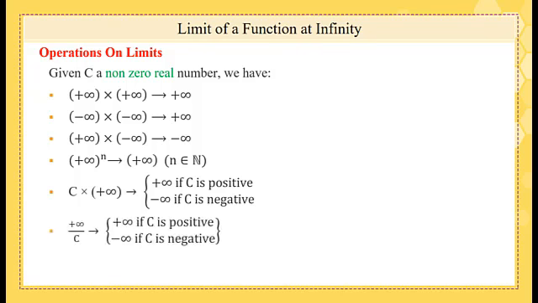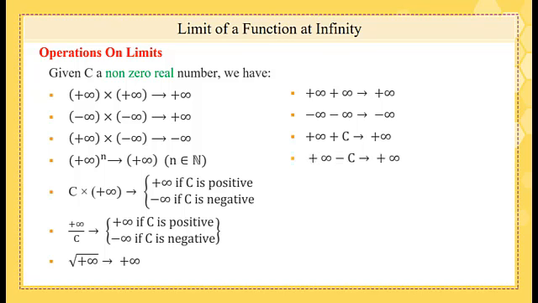Plus infinity over any constant is plus infinity if this constant is positive, and minus infinity if this constant is negative. Don't forget that the radical of plus infinity is plus infinity. Now, plus infinity plus infinity tends to plus infinity, and minus infinity minus infinity tends to minus infinity. Plus infinity plus a constant is plus infinity, also plus infinity minus any constant tends to plus infinity. Now, minus infinity minus any constant or plus any constant will still be minus infinity.